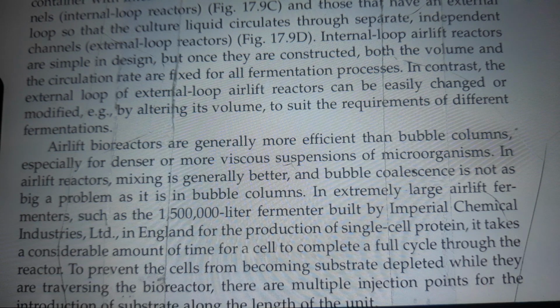Internal loop airlift reactors are simple in design, but once they are constructed, both the volume and circulation are fixed for all fermentation processes. In contrast, the external loop airlift reactors can be easily changed or modified, for example by altering the volume to suit the requirements of different fermentations.